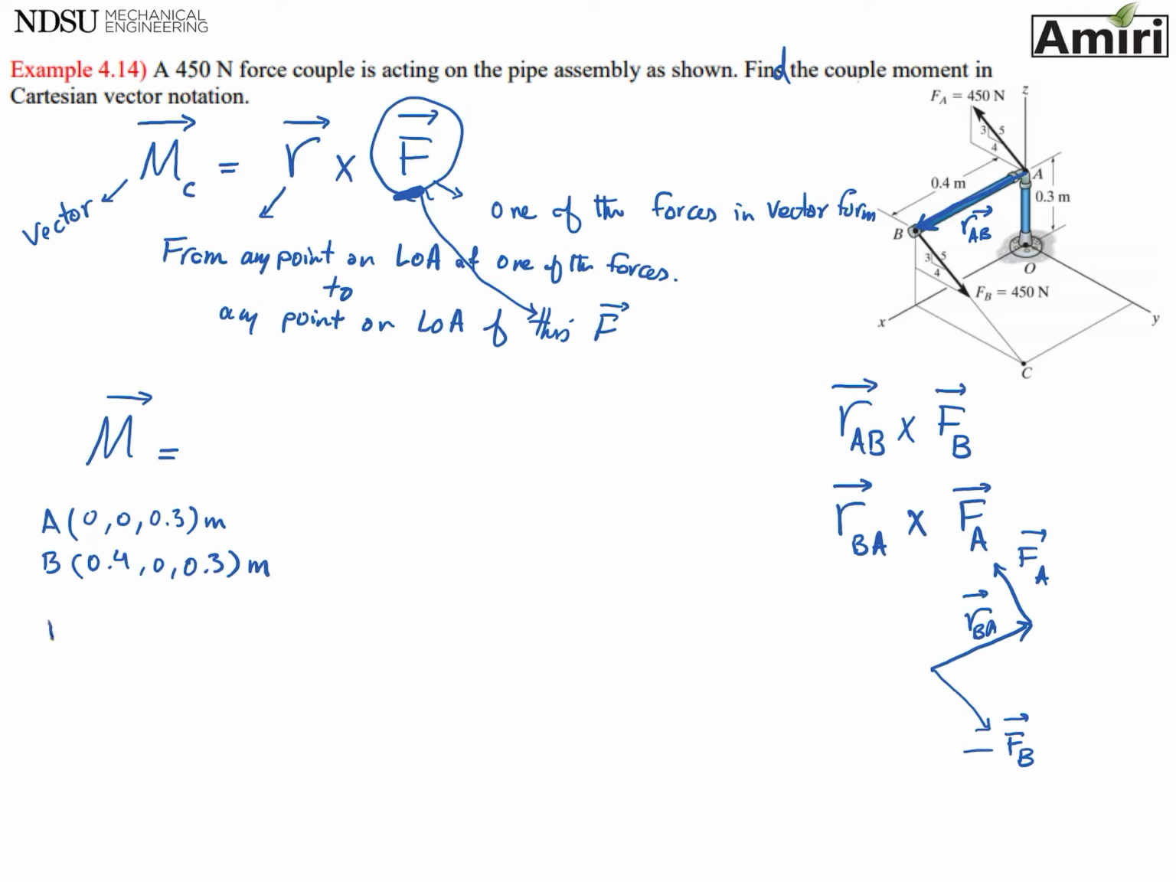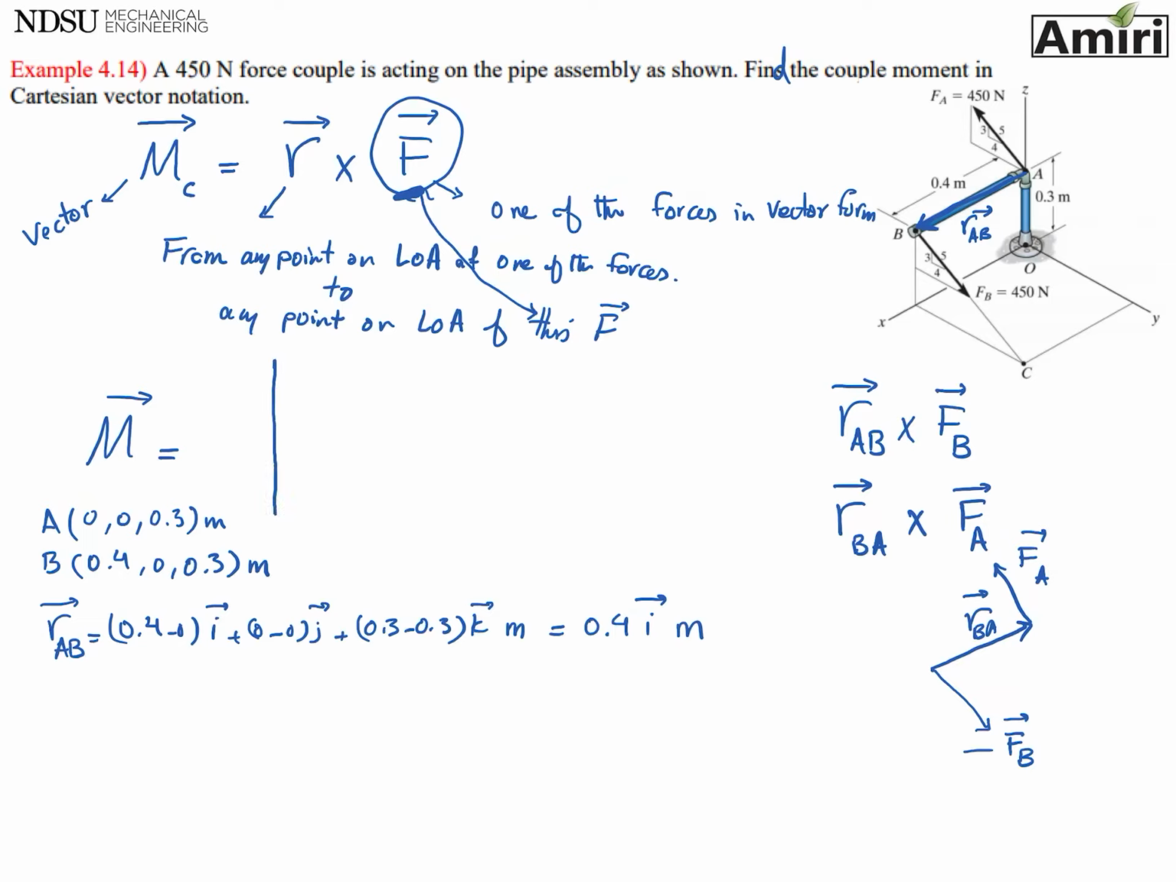So R_AB is going to be the coordinates of B minus A. So 0.4 minus 0, I. 0 minus 0, J. 0.3 minus 0.3, K, with units of meters. In other words, it's going to be 0.4 I meters. Okay, so that's my R_AB.